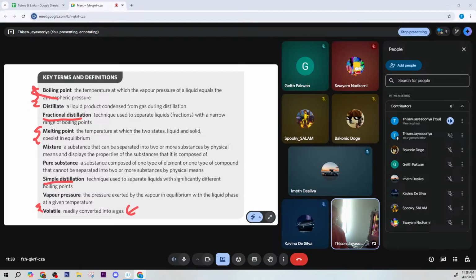Now it's not. So I would recommend just having it on a cue card, because then you won't forget it. I guarantee you it'll be some 1 marker question on the exam. It'll be like, oh yeah, what is volatility?